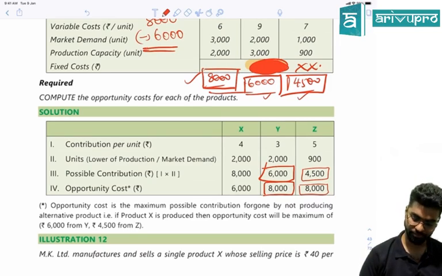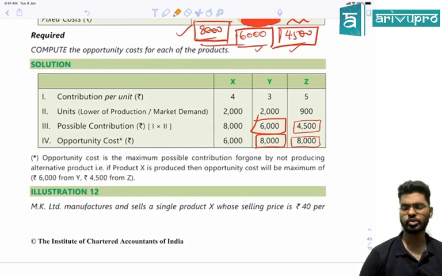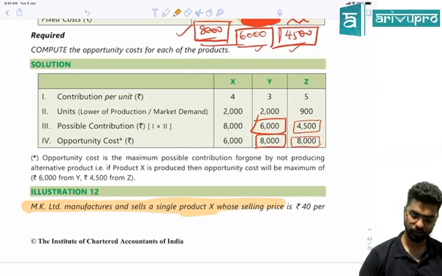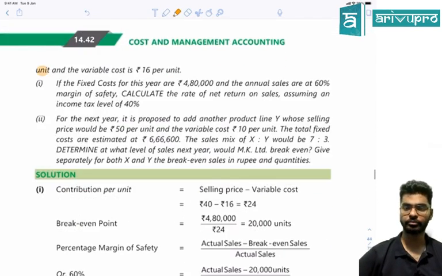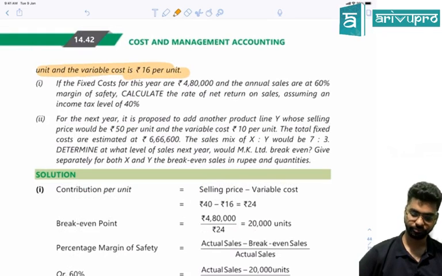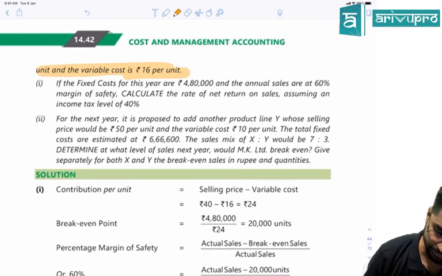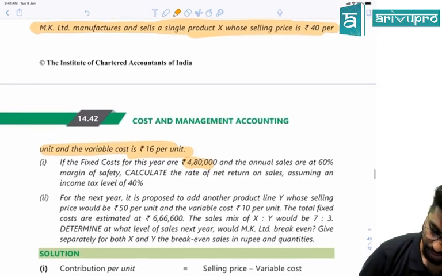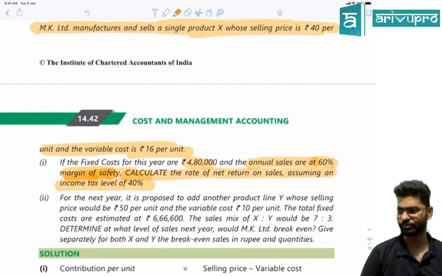Let's see the next question. MK Limited manufactures and sells a single product X whose selling price is 40 per unit and the variable cost is 16 per unit. If the fixed costs are 4,80,000 and annual sales have a 60% margin of safety, calculate the rate of return on sales assuming income tax of 40%. Guys, it's pretty simple if you look into it.